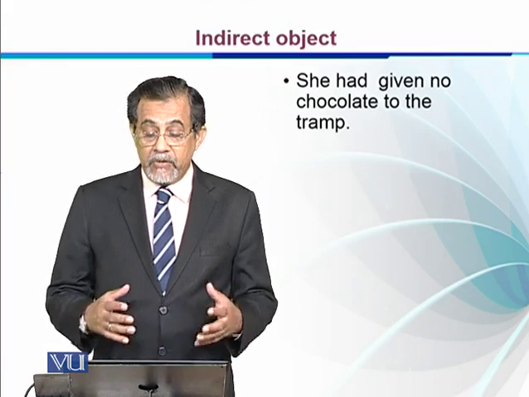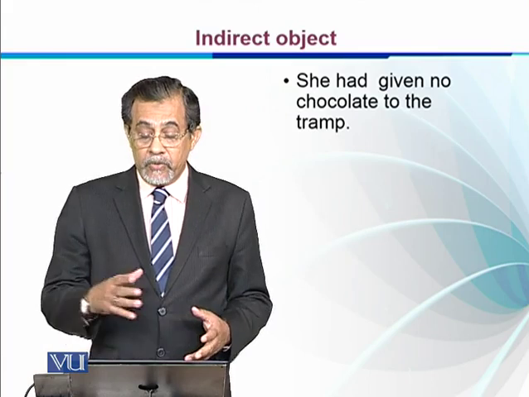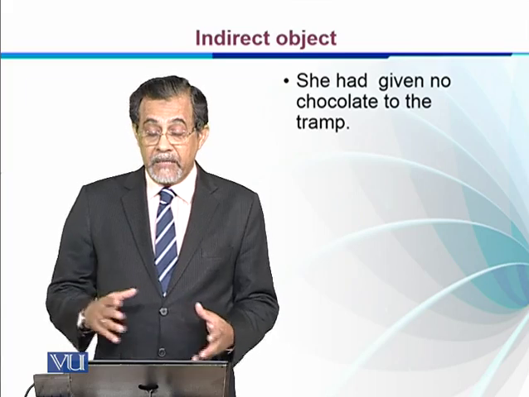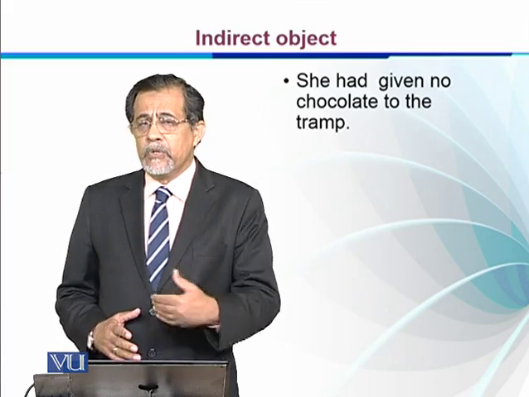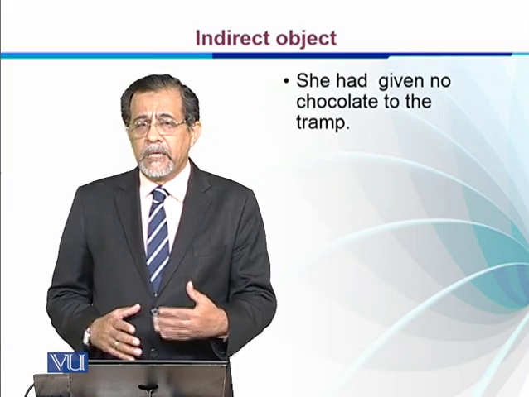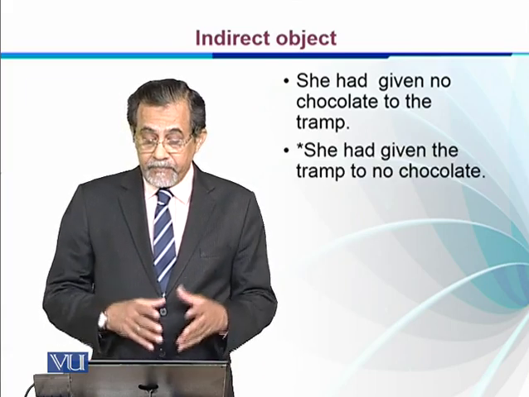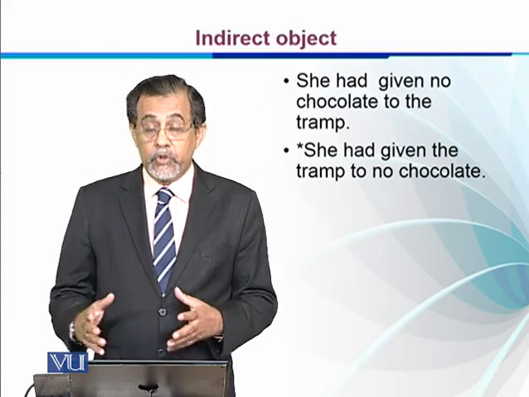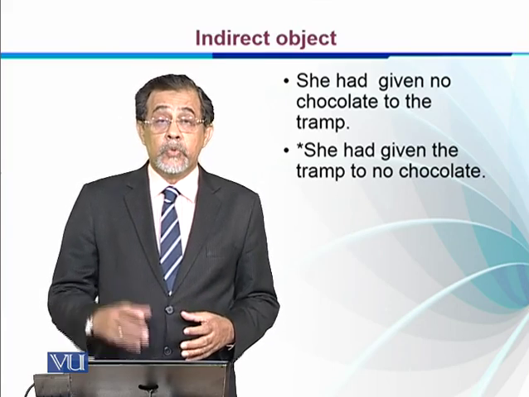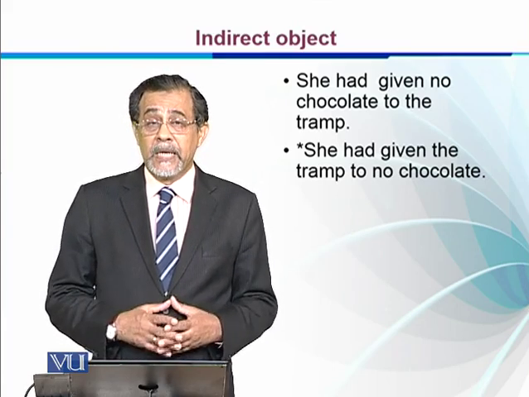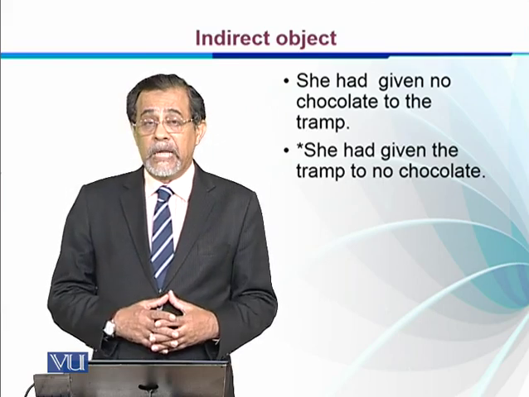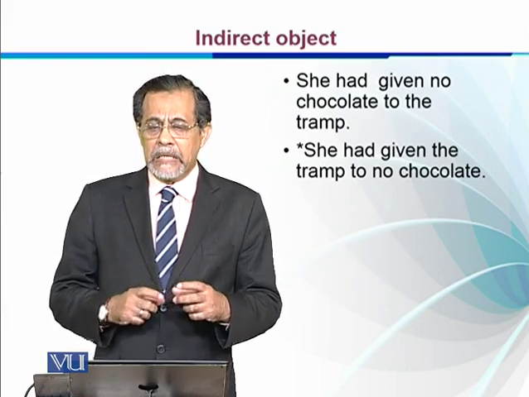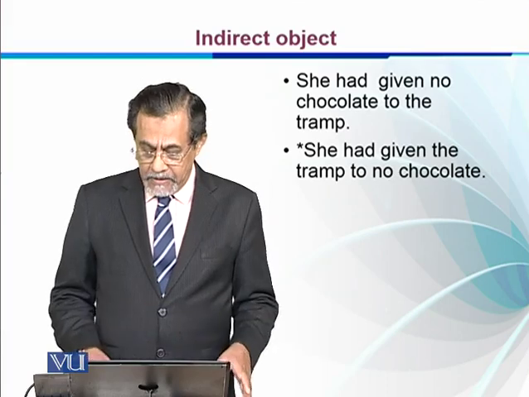She had given no chocolate to the tramp. So we have moved the tramp to the end, and the tramp has to be used with "to," right? Whereas we cannot say "she had given the tramp to no chocolate." We could not use "to" with no chocolate. It means that these two noun phrases, no chocolate and the tramp, are of different types, right?